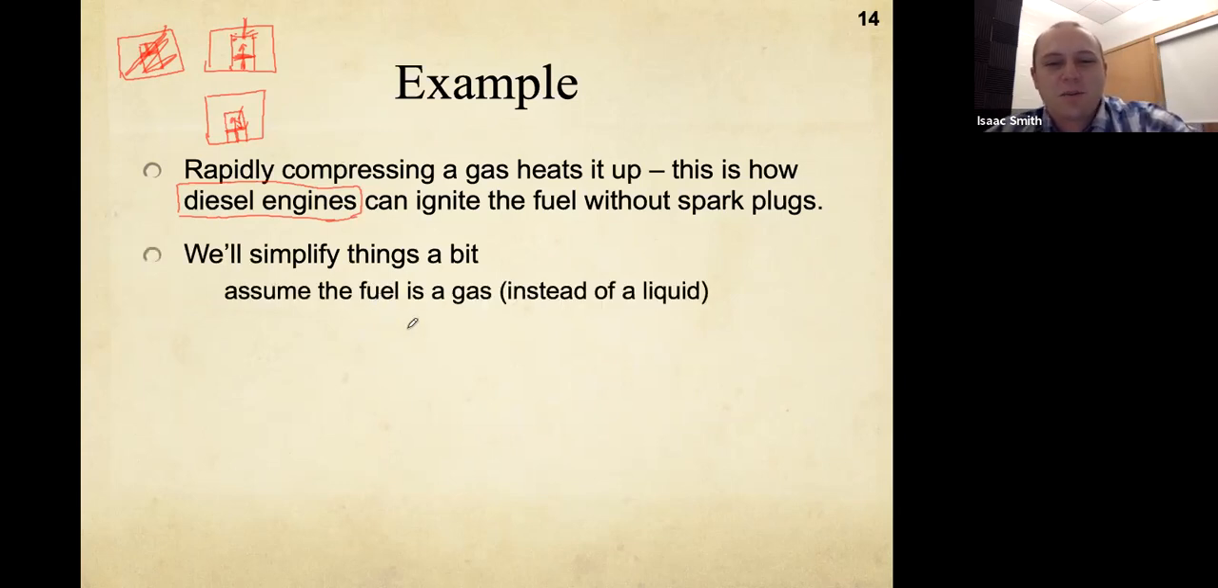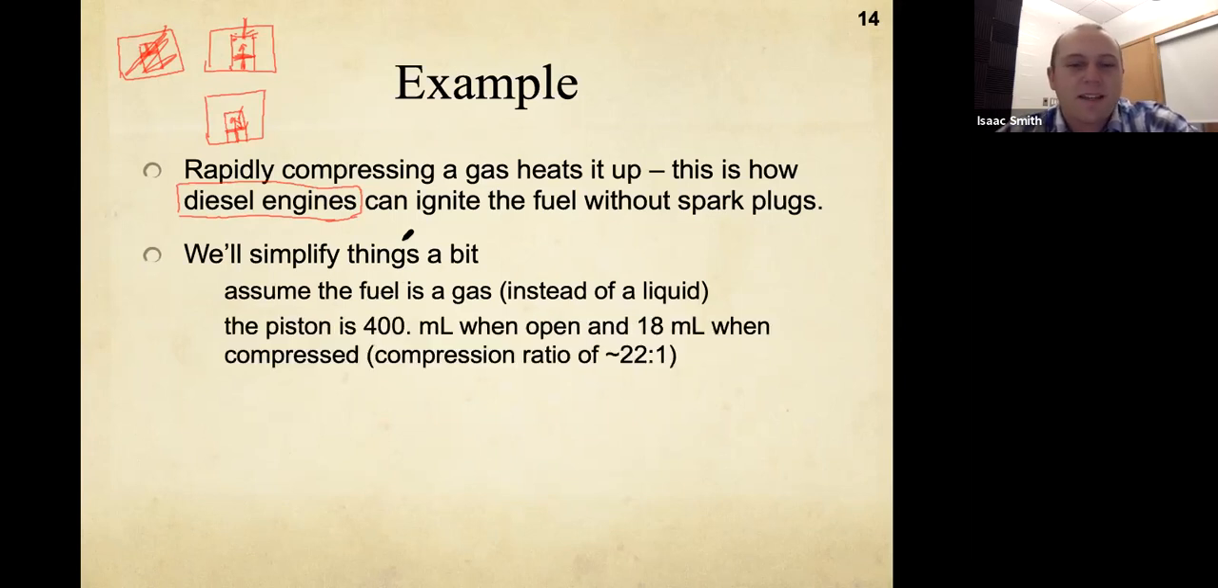So let's assume the fuel is a gas, right? So fuel is really, I mean, when you get gas at the pump, it's kind of in liquid form. But what it really ignites is the gas form of the gas. That's why it's called gas. Anyway, the piston is 400 milliliters when it's open.